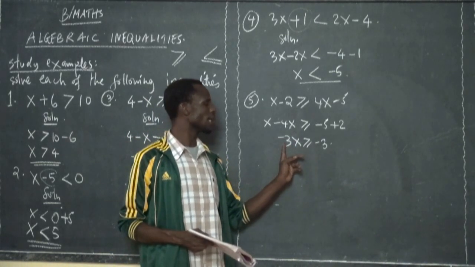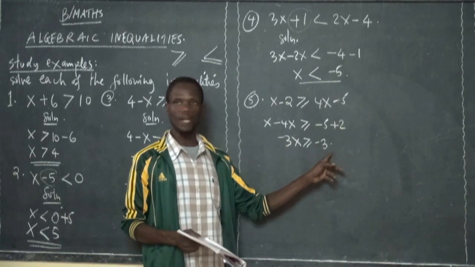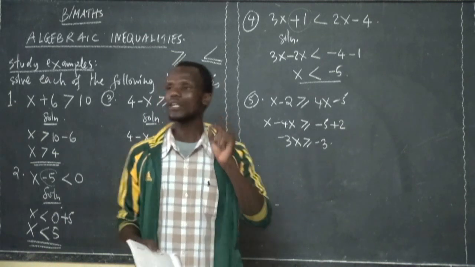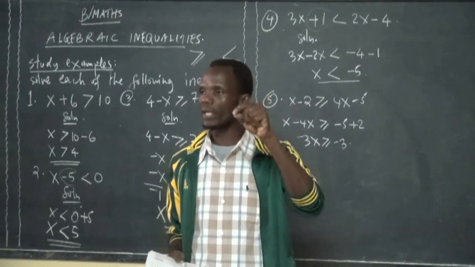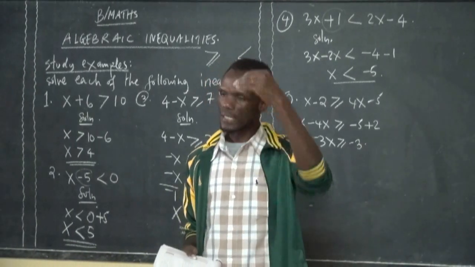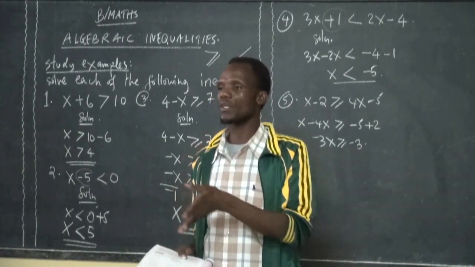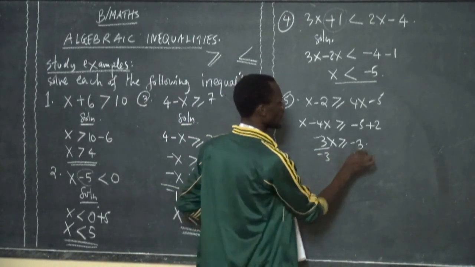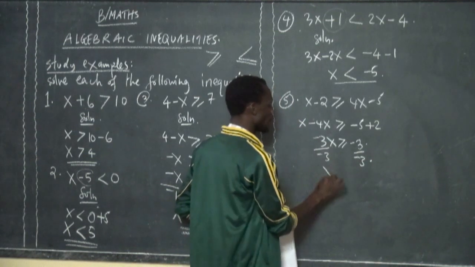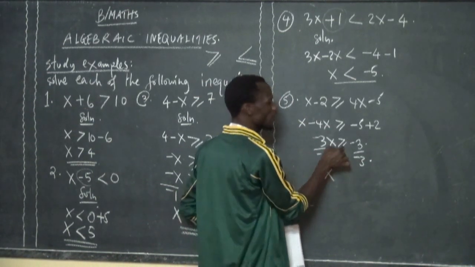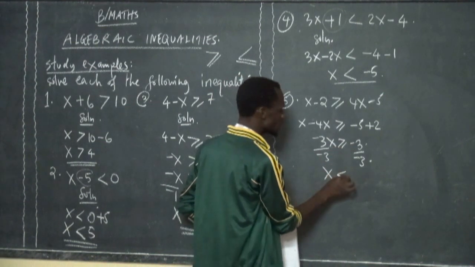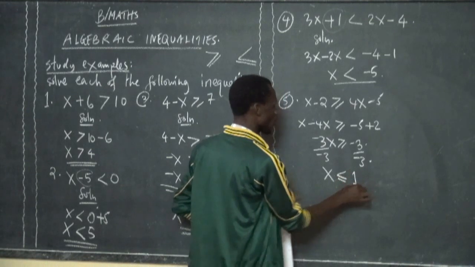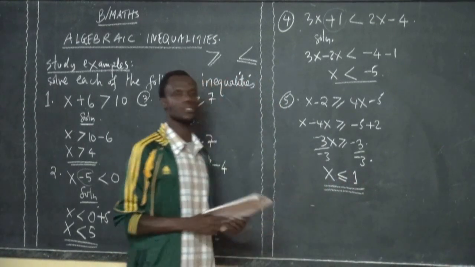Now we have to take this negative 3 to the other side. How do we do that? We divide by negative 3 both sides. But remember what I've said: if you divide by negative 3 in inequalities, that sign will change and becomes the opposite of it. So we divide by negative 3, we divide by negative 3. Definitely here we remain with x. Now this will change and become less or equal. Negative 3 divided by negative 3 is 1, because negative divided by negative is positive.